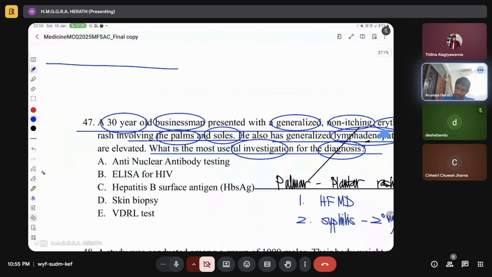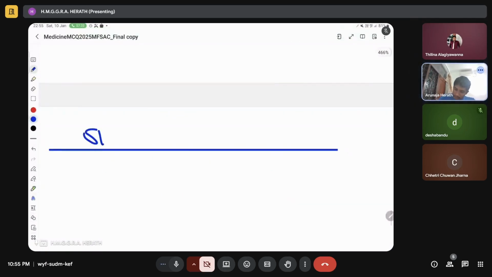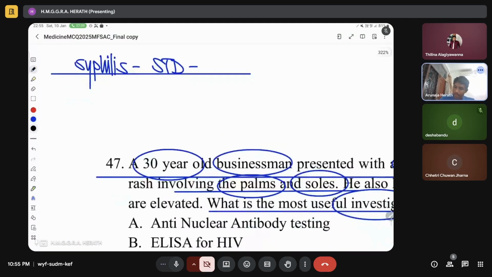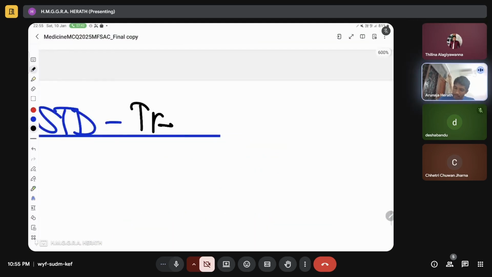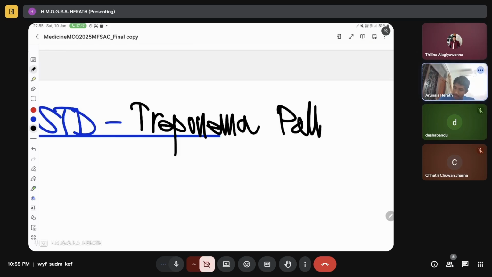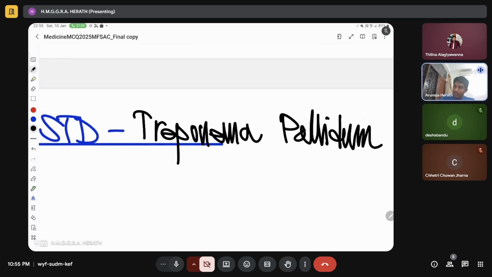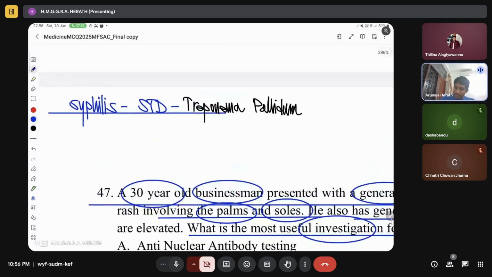Syphilis is a sexually transmitted infection. What is the organism? Treponema pallidum. Right? Treponema pallidum. So, there are different manifestations of syphilis.